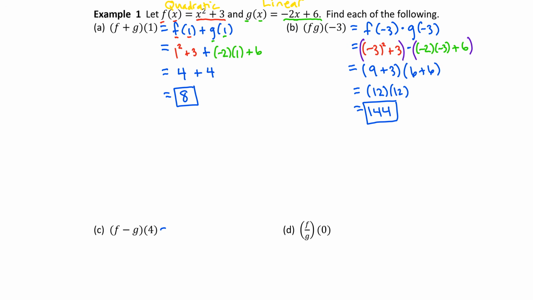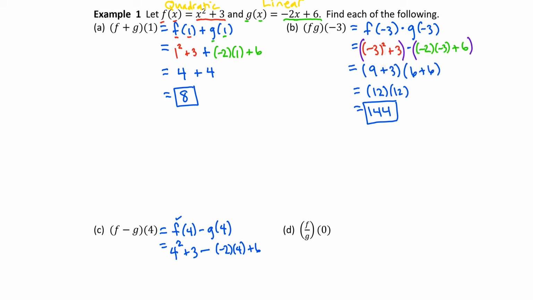Let's try f minus g of 4. First, we break it down into the two individual functions, f of 4 minus g of 4. Then we're going to use the function rule f, that is the rule x squared plus 3, and we plug 4 in for x to get 4 squared plus 3. Next, I'm going to subtract g of 4. Again, those are encoded instructions, and it's telling me to use the function g of x, which is negative 2x plus 6, and plug 4 in for x. So we have negative 2 times 4 plus 6.